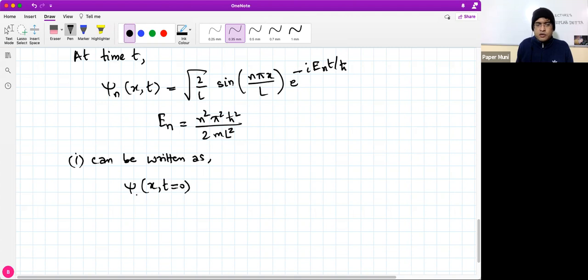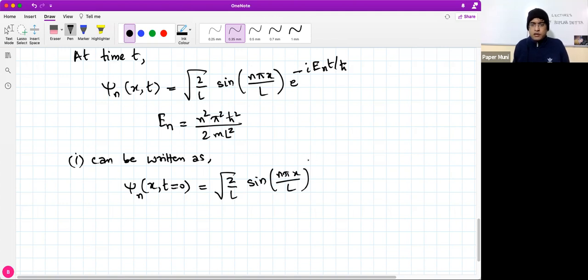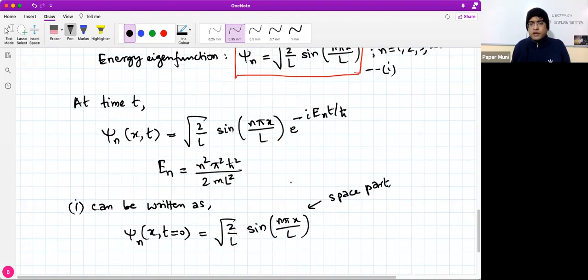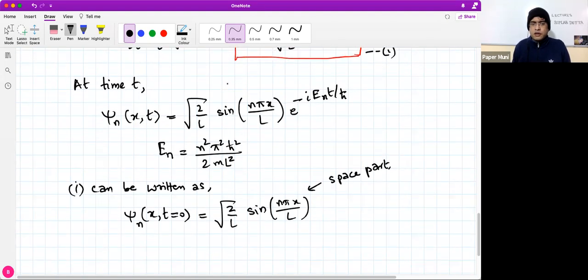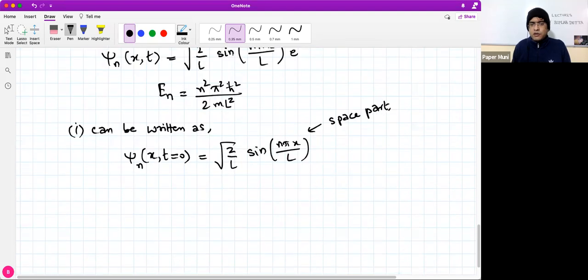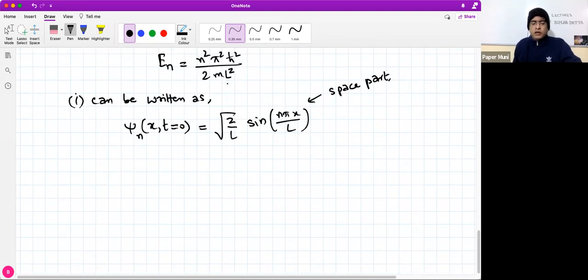So this is psi n, and we put t equal to 0. This will give us root 2 by L sine n pi x by L, which is the space part. If we put t equal to 0, we get back the space part of the wave function. So we could have written this wave function as a function of time where t is equal to 0. All right. Now let's talk about some problems which will use these concepts.